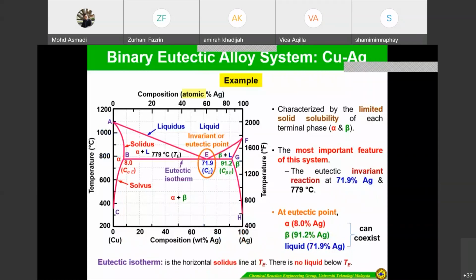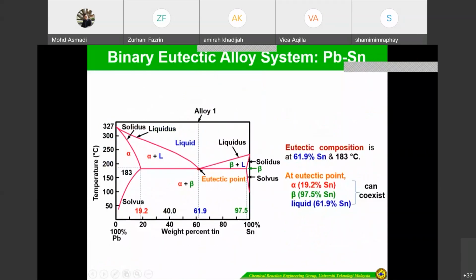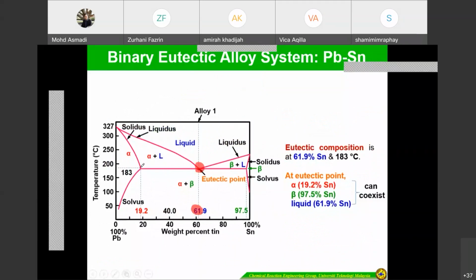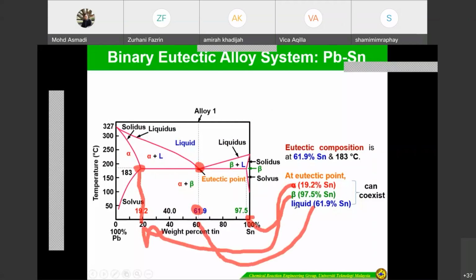This is an eutectic isotherm, because the temperature is constant, right? This vertical line. For lead and stannum, it is similar but with different data. If you look here, this is the eutectic point, right? The liquid is 61.9, and for the alpha we have 19.2, this one. And then lead is 100%, and stannum for the liquid. This one is lead.